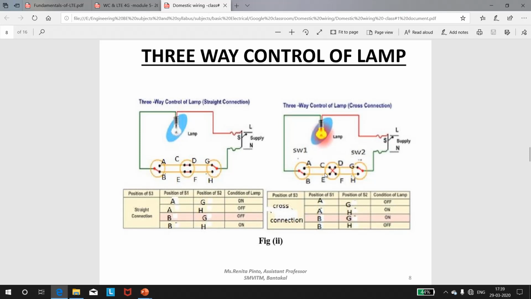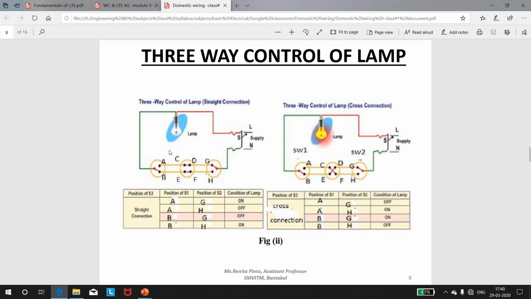Now again, intermediate switch can have two different types. That is, intermediate switch has four terminals, so it can be connected from C to D, E to F. In this case, it is said to be connected in the straight connection. It can also be connected in another type, where C to F and E to D is connected, so the intermediate switch is said to be in the cross connection. So let me first analyze a three-way control of lamp where the intermediate switch is connected in a straight connection.